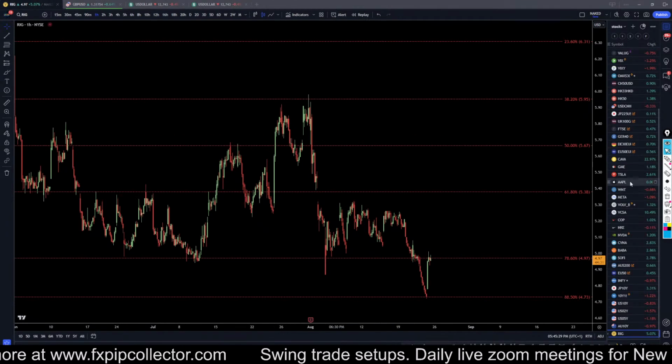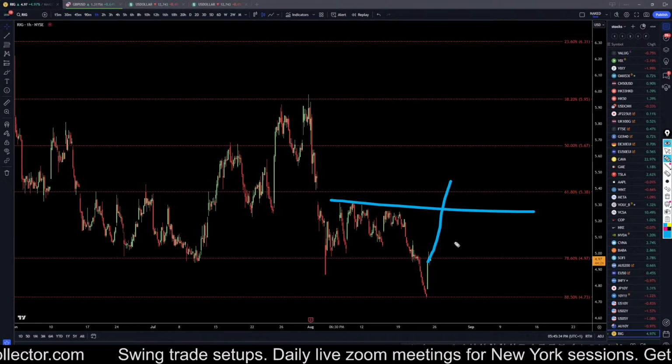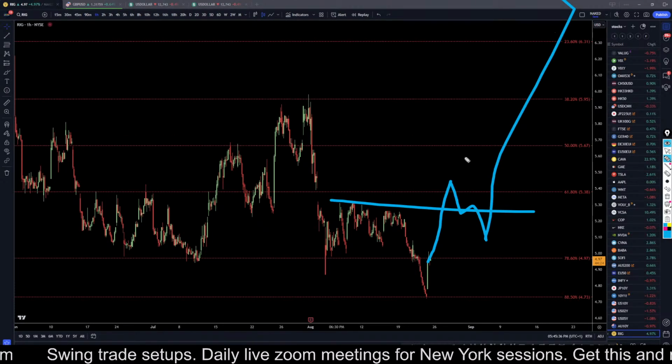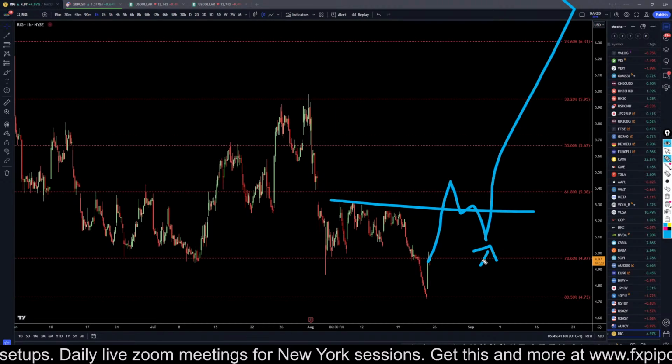So I would be looking for a long after the break of structure. Hopefully it does this, and hopefully it does that, and then I would probably try to go long like that.